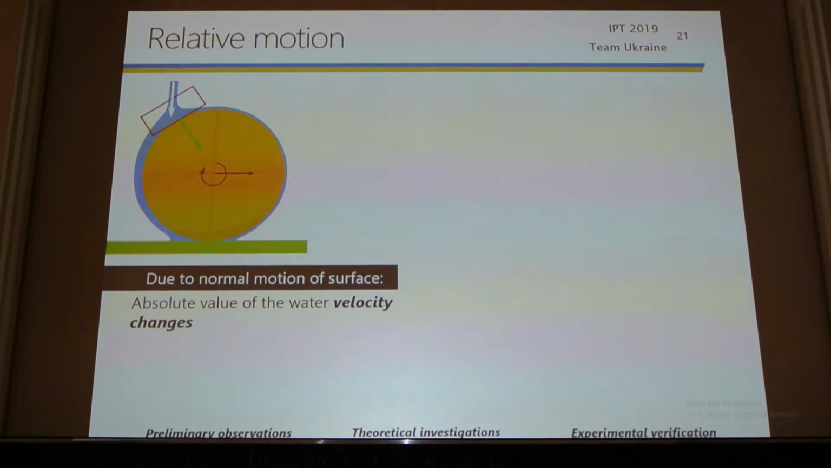Now let's discuss, as we mentioned in the preliminary observations, that relative motion may strongly change the type of motion of the ball.